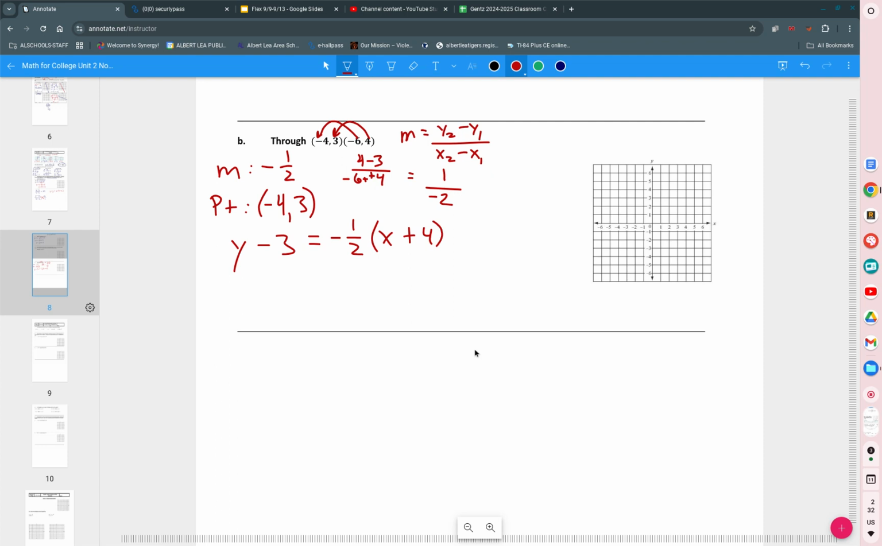We now put it into slope-intercept form. Y minus 3 equals negative 1/2 x. What's negative 1/2 times 4? Negative 2. Add the 3 to both sides. Y is equal to negative 1/2 x plus 1. And there's my line in slope-intercept form.